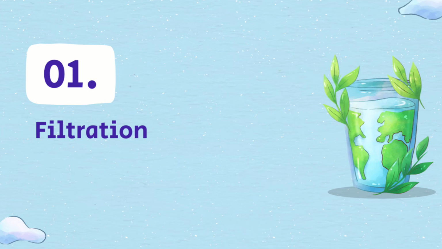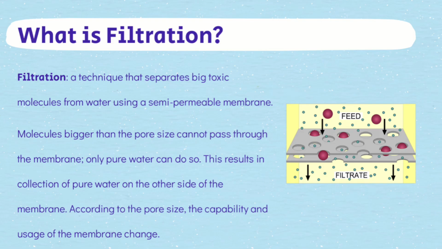First, we will talk about filtration. Filtration is a technique that separates big toxic molecules from water using a semi-permeable membrane. Molecules bigger than the pore size cannot pass through the membrane. Only pure water can do so. This results in collection of pure water on the other side of the membrane. According to the pore size, the capability and usage of the membrane change.